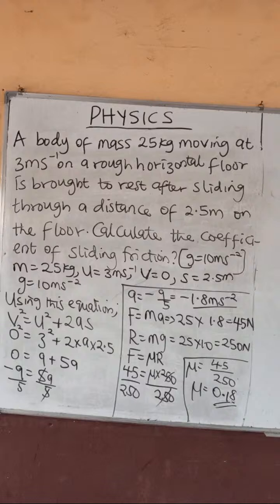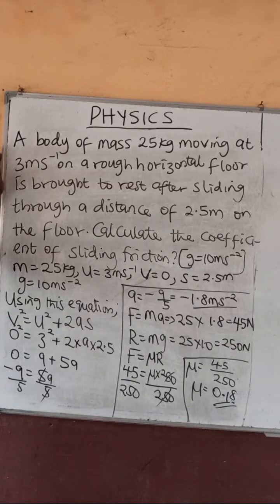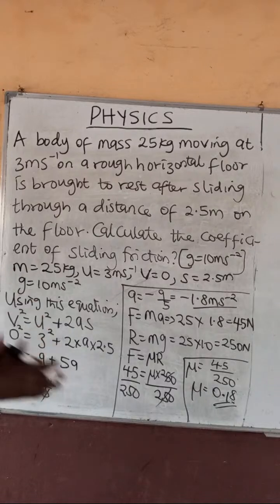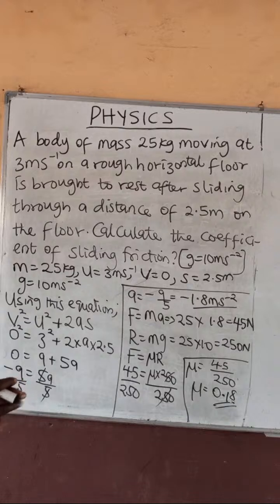Okay, let me explain again. I said a body of mass 25 kilograms moving at 3 meters per second on a rough horizontal floor is brought to rest after sliding through a distance of 2.5 meters on the floor. Calculate the coefficient of sliding friction, and we are giving g to be 10 meters per second squared.